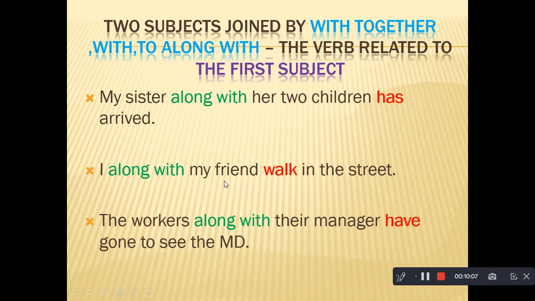Here, I along with my friend. Here two subjects are connected by along with. So we consider the first subject, I. So we use walk. And next, the workers along with the manager. Here the workers is plural. The manager is singular. A plural and a singular subject connected by along with, we consider the first subject, the workers, which means we use the plural form of the auxiliary have based on the tense.